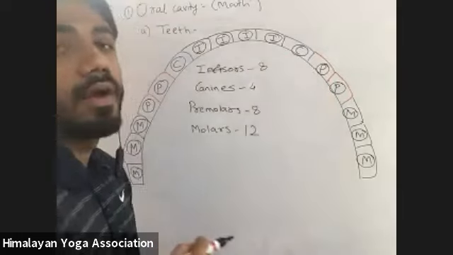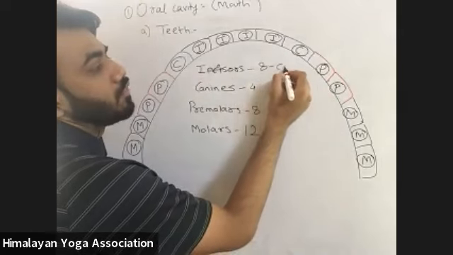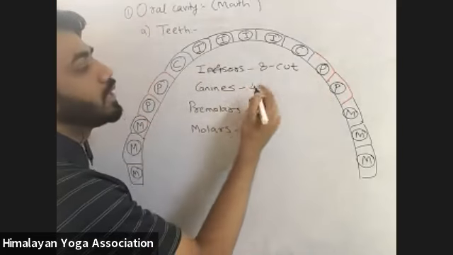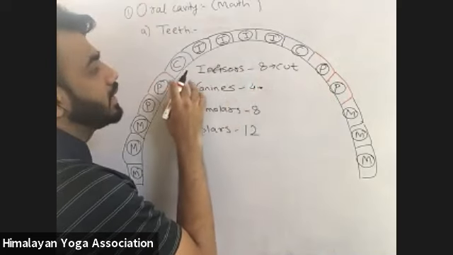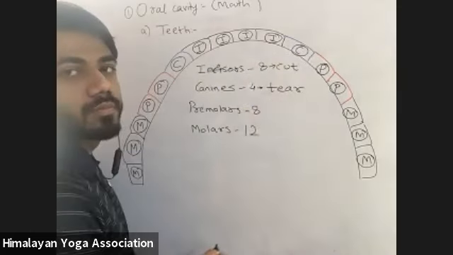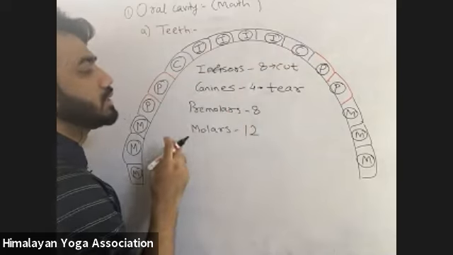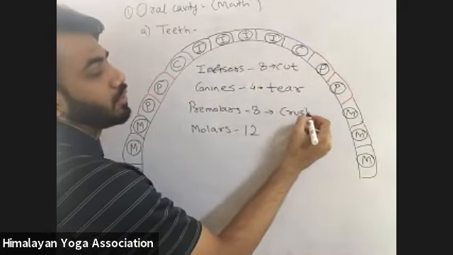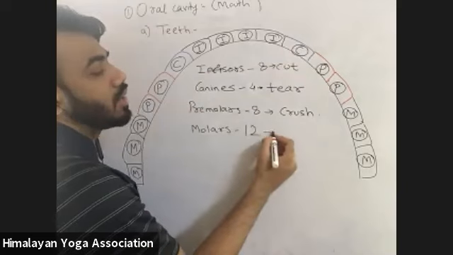If we talk about the incisor teeth, these teeth are just to cut the food into tiny, tiny parts. And the canine teeth at the side are to tear the food. Similarly, the premolar teeth behind the canine teeth are to crush the food, and the molar teeth are to grind the food.